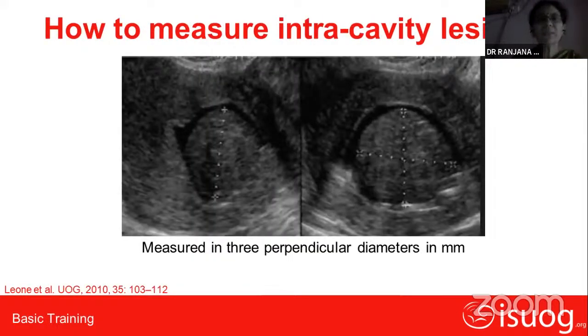Now, how to measure intracavitary lesions? As in all other cases, all the intracavitary lesions have to be measured in 3 orthogonal planes, that is longitudinal, anterior posterior, and width, by doing transverse scanning.